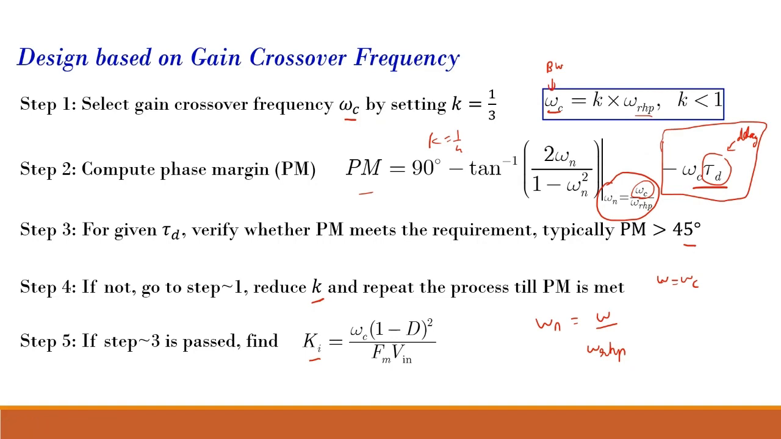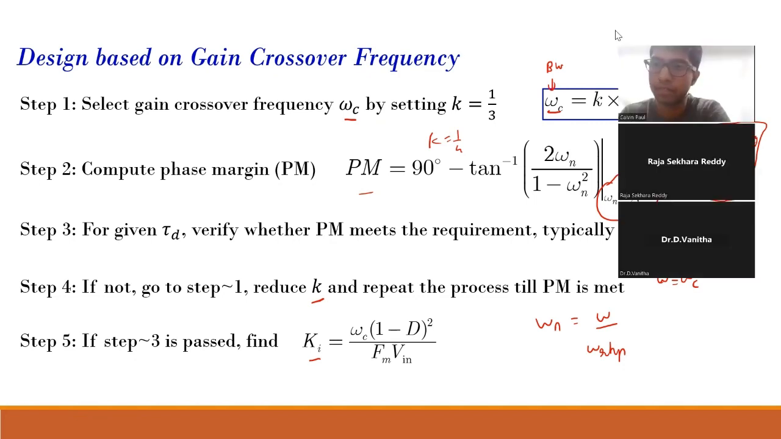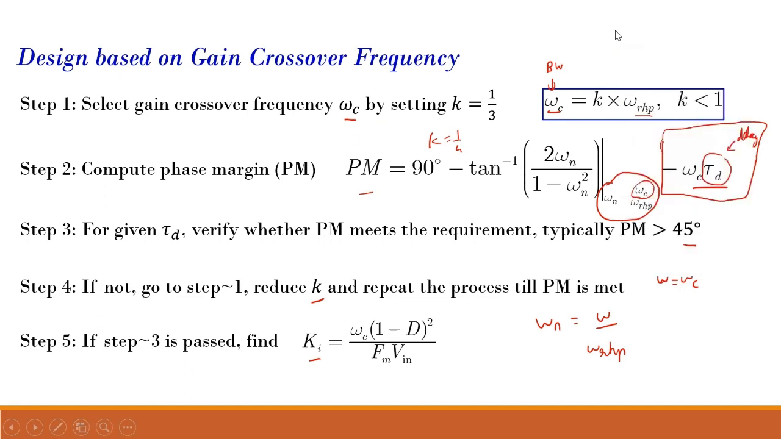So we can reduce it to 1/4. Yeah, we can reduce to 1/4 also. If we reduce to 1/4, the bandwidth is less and the response will not be as fast as we want. It becomes a slower response.